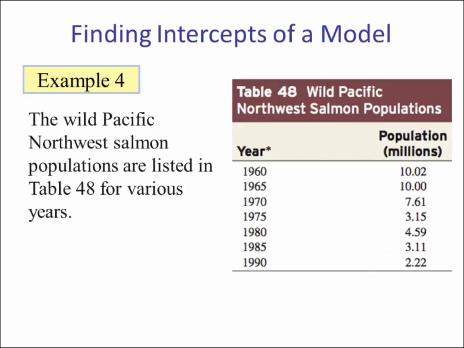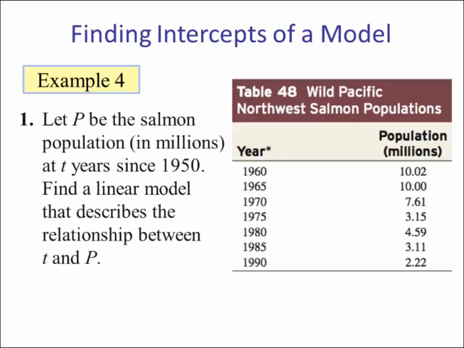Example 4. The wild Pacific Northwest salmon populations are listed in Table 48 for various years. Let P be the salmon population measured in millions at T years since 1950. Number 1: Find a linear model that describes the relationship between T and P.